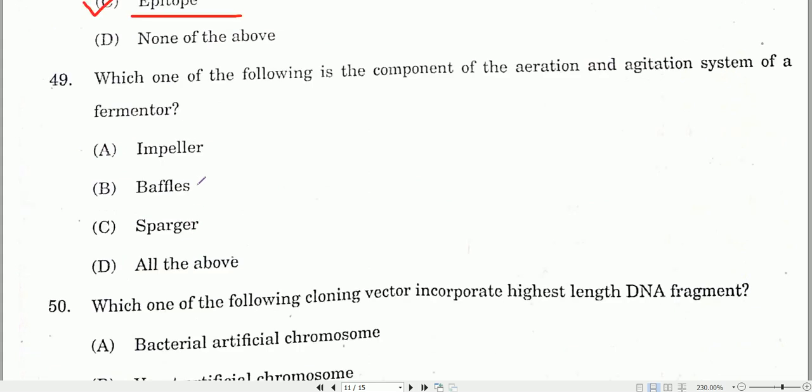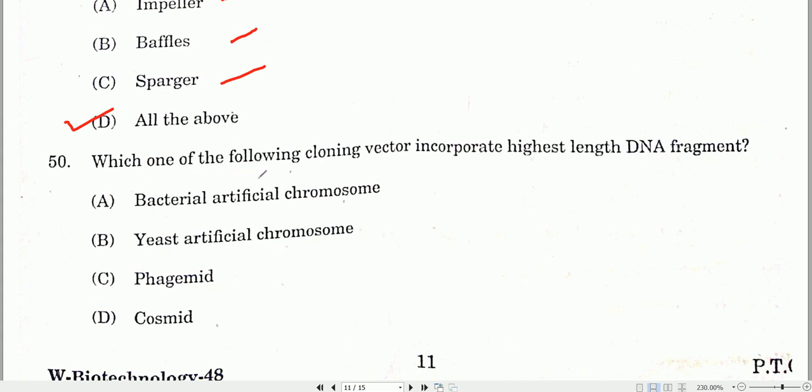Coming to question number 49, which one of the following is the component of the aeration and agitation system of a fermenter? That will be impeller, baffles, spargers. So option D will be the correct one. Coming to question number 50, which one of the following cloning vectors incorporates the highest length DNA fragment? That will be your cosmid. So option D will be the correct one.